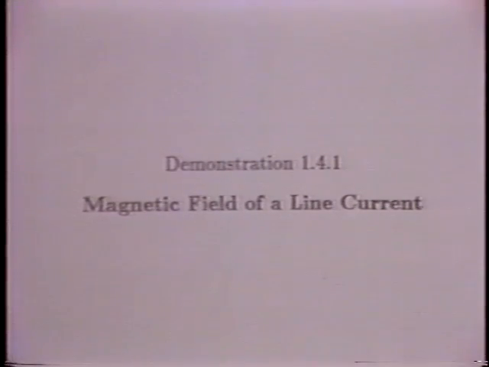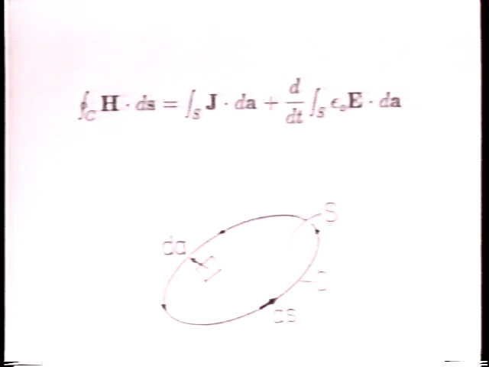A classic application of Ampere's integral law is to the prediction of the magnetic field of a line current. Ampere's integral law states that the integral of the magnetic field intensity around a closed contour C is equal to the net current, conduction plus displacement, that passes through the surface S that is enclosed. The integral of the magnetic field intensity around a closed contour C is equal to the net current that passes through the surface S that is enclosed.